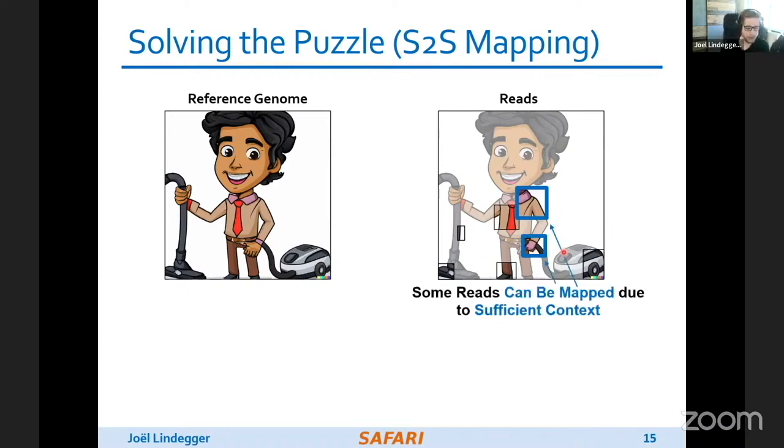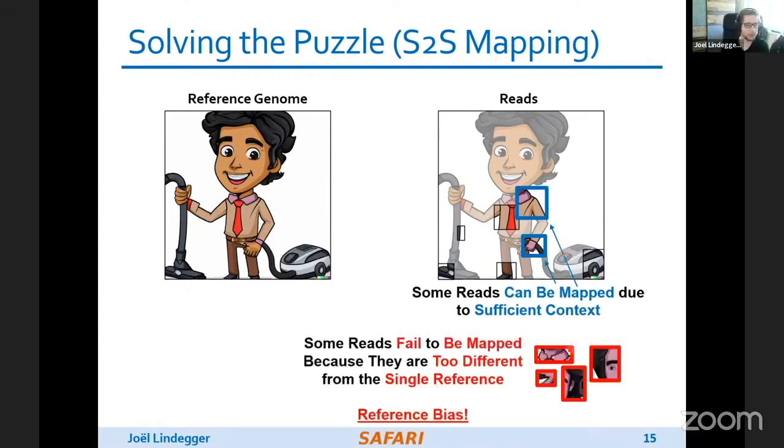But now if you have reads which are significantly different, so they have almost nothing to do anymore with the original. As you can see, okay, there's some similar colored hair here, but let's say 50% of the read is completely different. And over here also, like 50% of the read is entirely different from whatever the original reference genome is. These reads here would completely fail to be mapped. And that's because we only consider a single reference genome. And the fact that these reads fail to map is called reference bias.